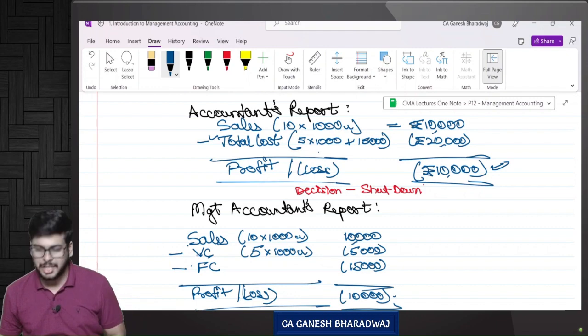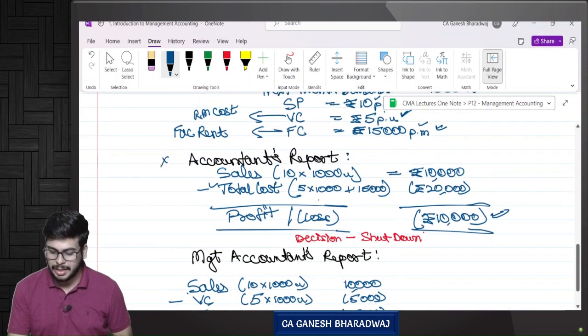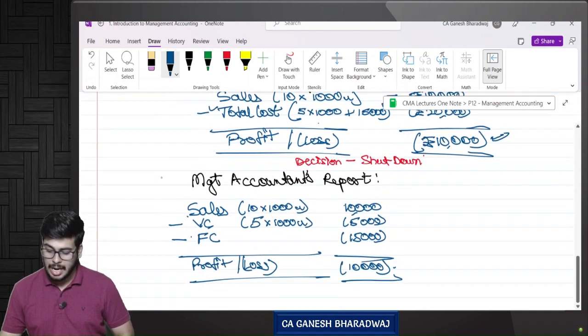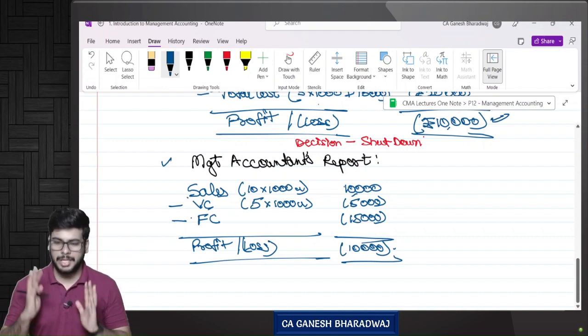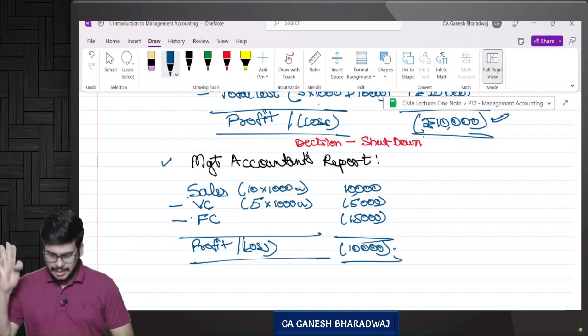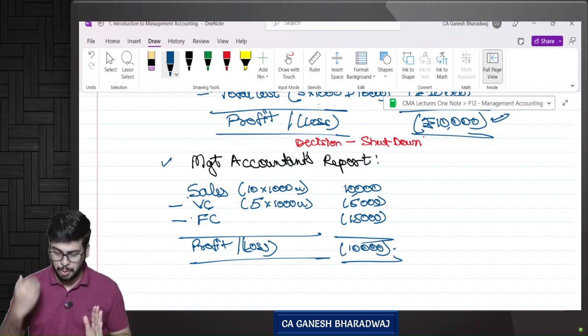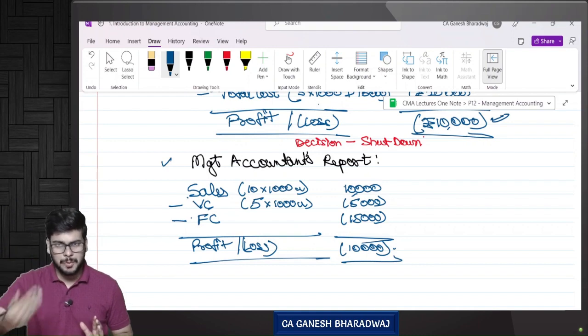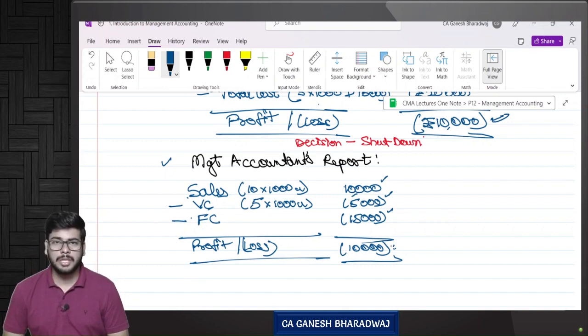I will tell you what. If I were a management accountant, I will definitely not present the data like this. This is a very bad way of presenting the data. I will present the data like this. Look, Mr. Managing Director, next month, if you continue the operations, that is, if you keep the factory open, you're going to produce 1000 units, 10,000 rupees will be the sales, variable cost will be 5,000, fixed cost will be 15,000. So the net loss is going to be 10,000, correct?